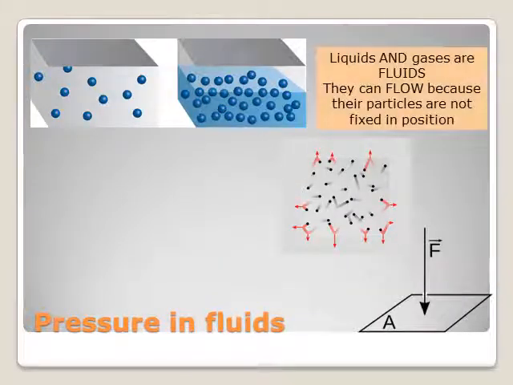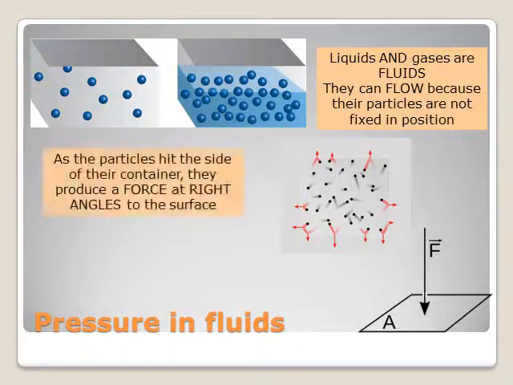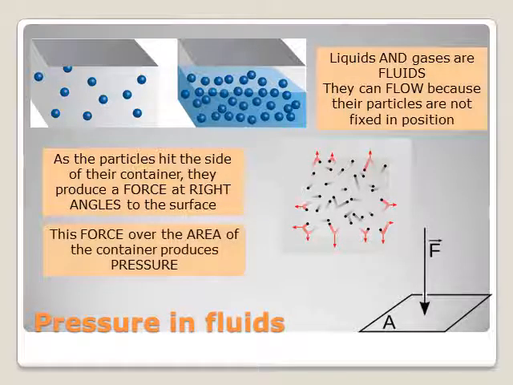Particles in a fluid can create a pressure. Fluids are liquids and gases, called fluids because they can flow. The particles aren't stuck in one spot. And as the particles move around, they'll hit the side of the container they're in. That overall produces a force, and we say the force is at right angles or perpendicular to the surface they're hitting. The force from the particles divided by the area it's spread over gives you the pressure from that gas or the pressure from that liquid.